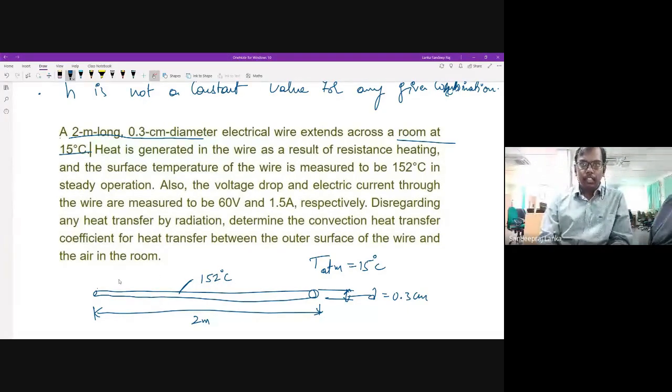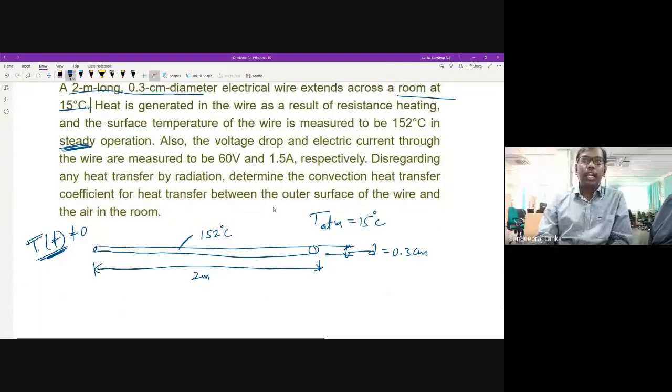So in steady operation, that means steady state, the temperature is not changing with time. When I take temperature as a function of time, the temperature is not changing with time. That is the meaning of steady operation. Also, the voltage drop and the electric current through the wire are measured to be 60 volts and 1.5 amps. So the voltage V is given as 60 volts and the current I is given as 1.5 amps. This is given in the question.